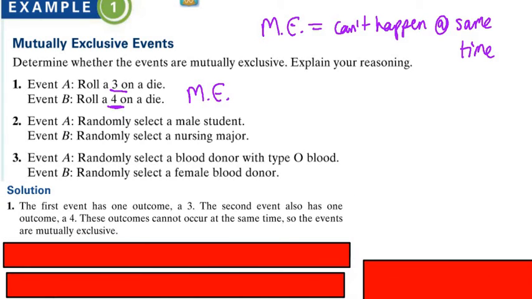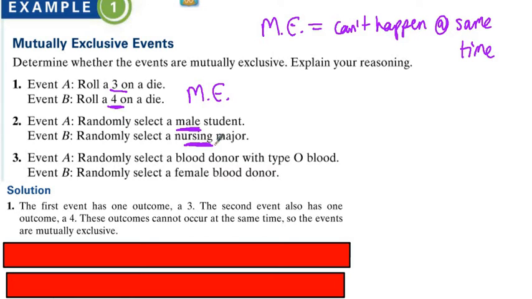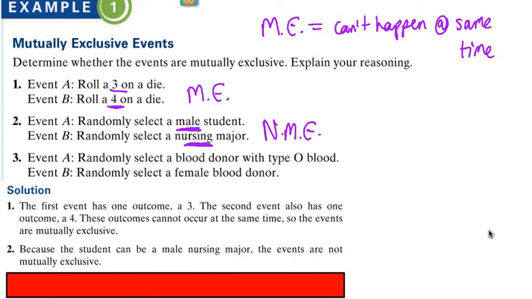Alright, second one. Let's say you had a group of students, could you pick somebody at the same time who is both a male and a nursing major? Right now, it's not a common major for many male students, but it is possible, right? You could definitely pick somebody who is male and a nursing major at the same time. So those are not mutually exclusive. They could happen at the same time. You could pick someone who's both.